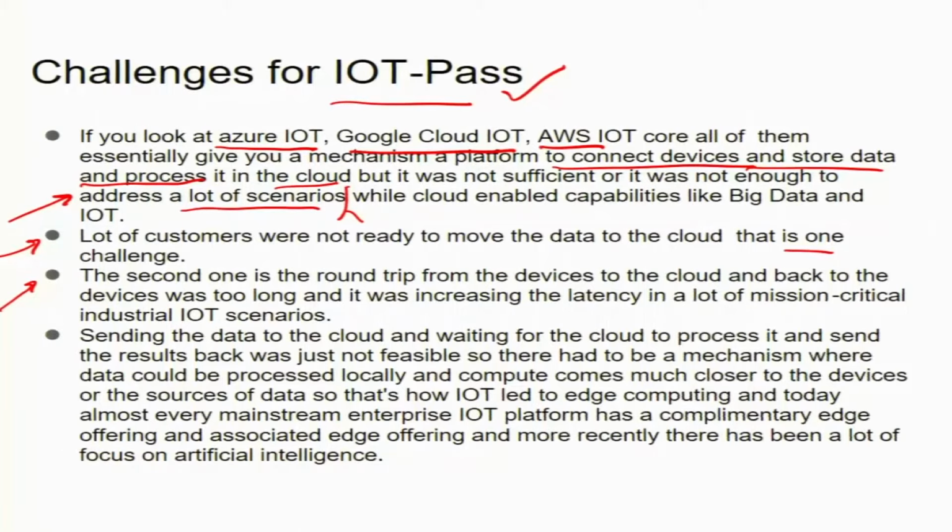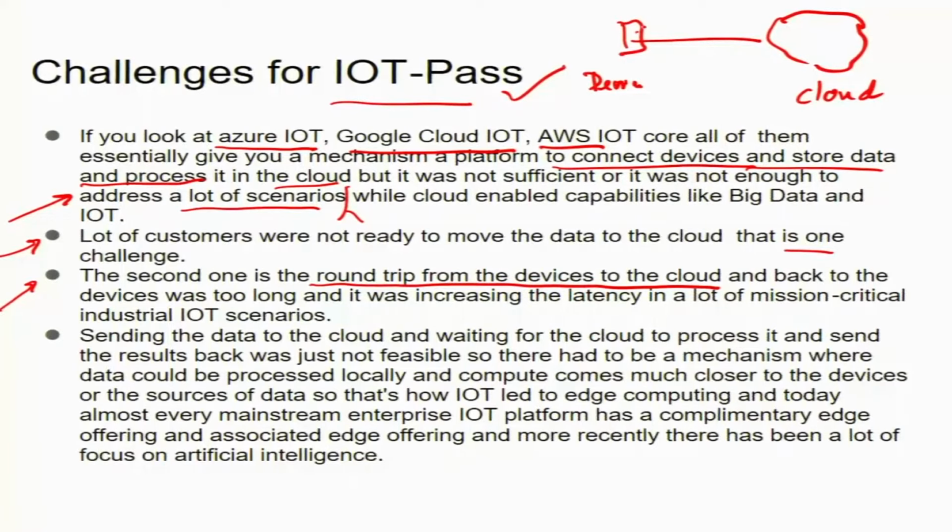The second challenge for the IoT PaaS is the round trip from the device to the cloud. So for example, if the device is connected to the cloud, there are two ways in which the data has to move. First, the data has to be carried from the sensors or the IoT devices to the cloud to perform the computation and storage, and then the result is returned back. This particular time is called the round trip time.